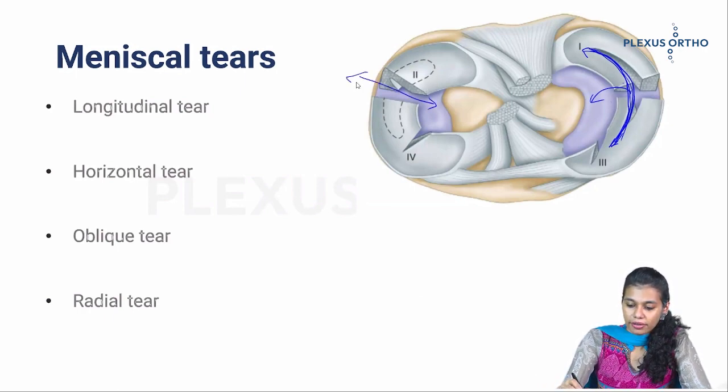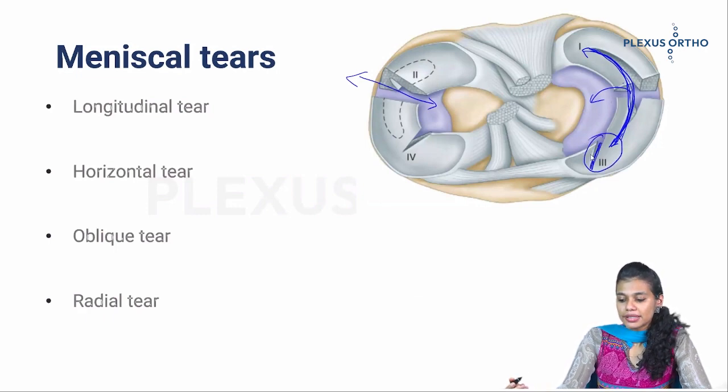So, it just goes through and through the joint, through and through the meniscus, cutting it. Next is the oblique tear, which is seen here. It is oblique, and this is also usually concentrated on the posterior aspects.